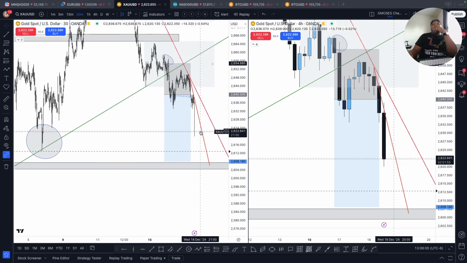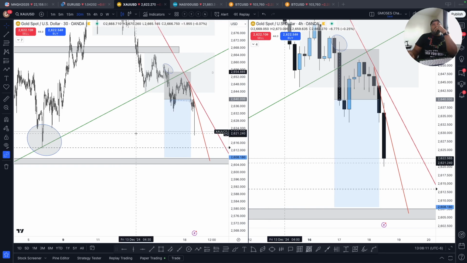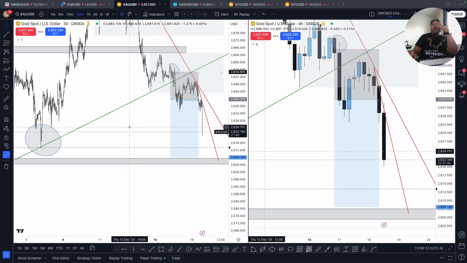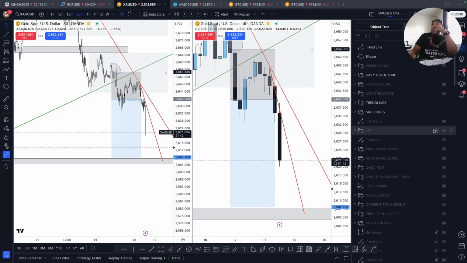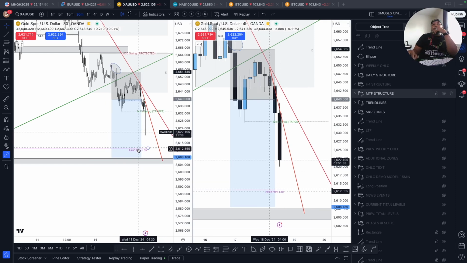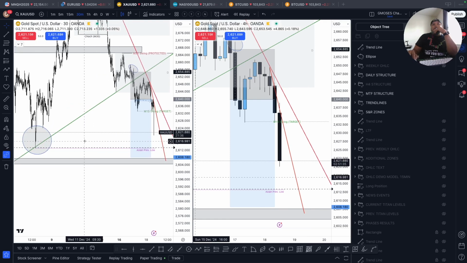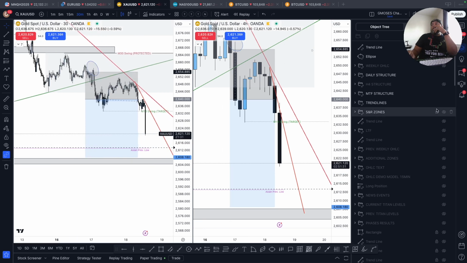So the one area that I'm looking for price to take out first will be this liquidity here. All right. That's what I'm looking for. And I believe that this particular area, like I was talking about earlier, that's an Asia low right there. That's a previous Asia low. So I'm looking for price to take that out first. All right.